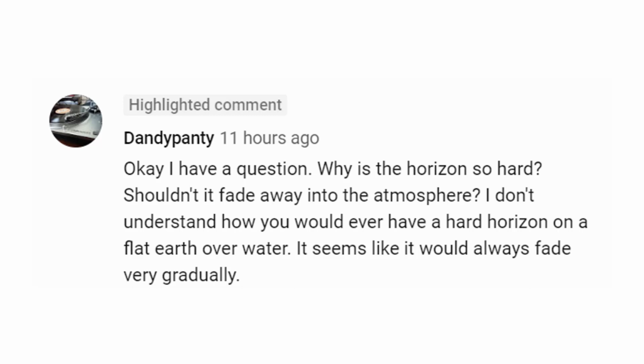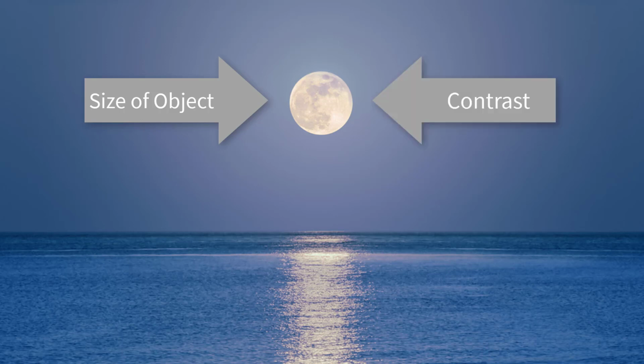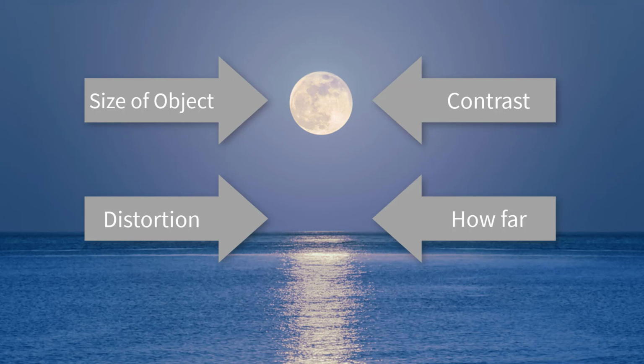Dandy asked me a question about what causes the hard horizon line on a flat plane. It's a very good question and a very important question, so I thought it was video worthy. Before addressing this, we need to understand what limits our vision of faraway objects. Size of object, contrast against background, how far away it is, and atmospheric distortion are the four limiting variables.